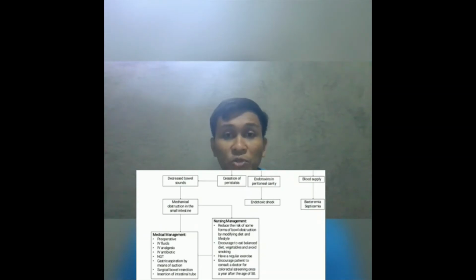The nursing management is to reduce the risk of some forms of bowel obstruction by modifying diet and lifestyle. Encourage a balanced diet, vegetables and fruits, and regular exercise. Encourage the patient to see the doctor once a year for rectal screening once a year after the age of 50. And that's all for my pathophysiology.